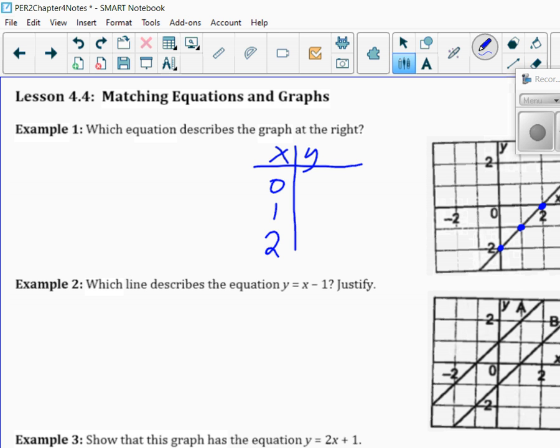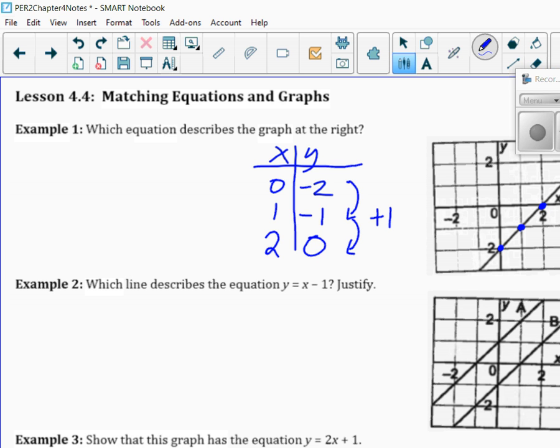rest of the table. So when x is 0, what was your y value? Well, it was negative 2. When x was 1, what was your y value? Negative 1. And when x is 2, what was your y value? 0. So now look at the pattern of what's happening each time. Well, it's going up by 1.